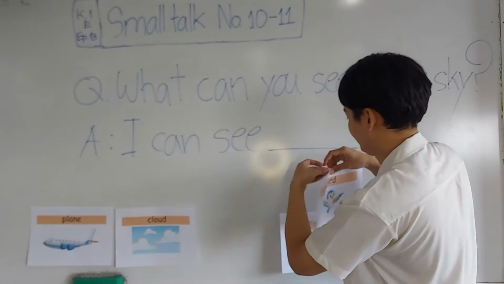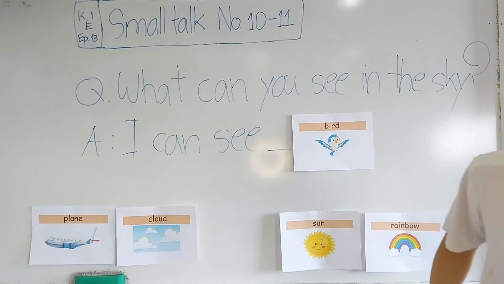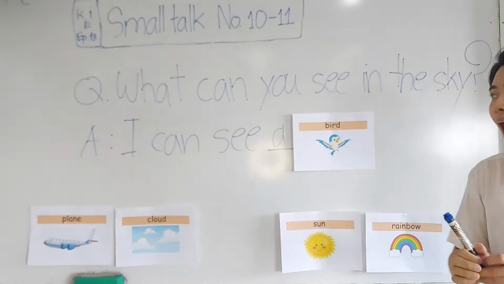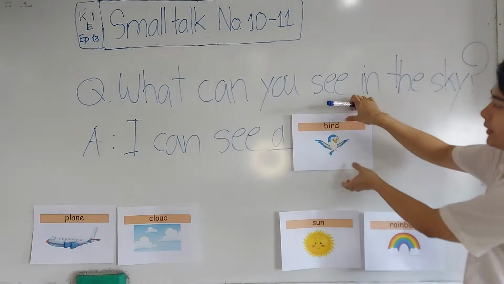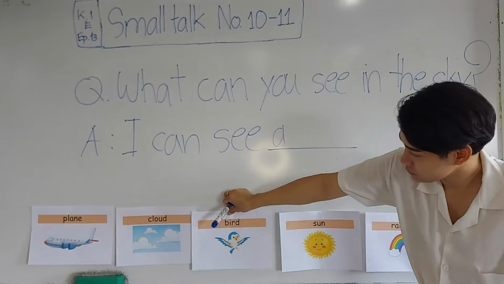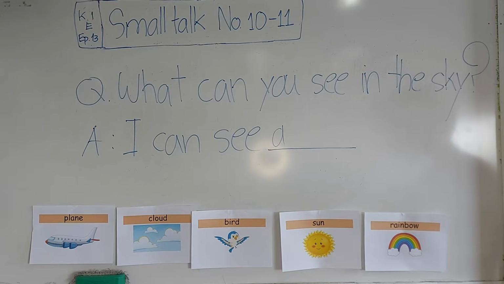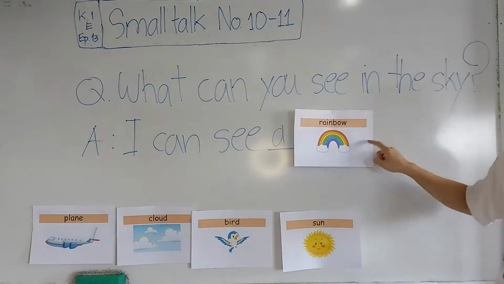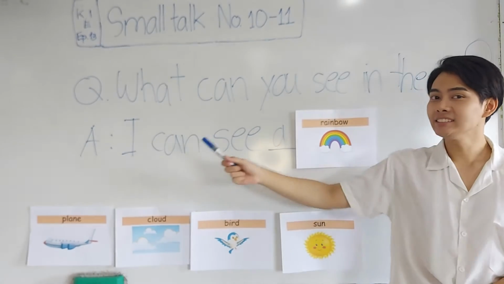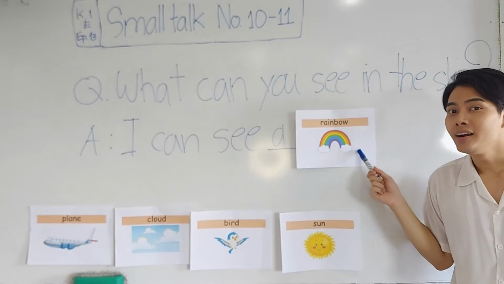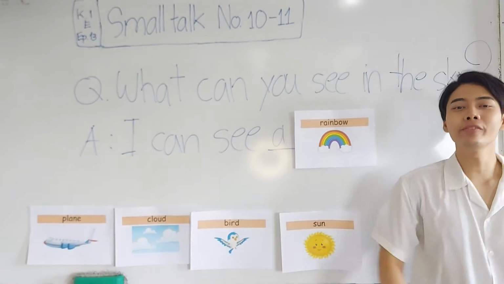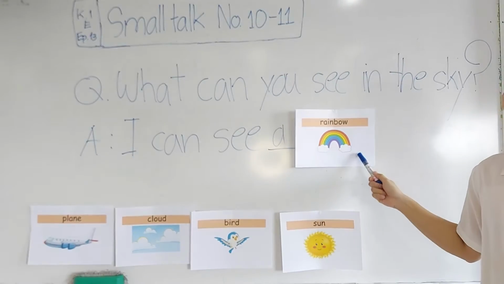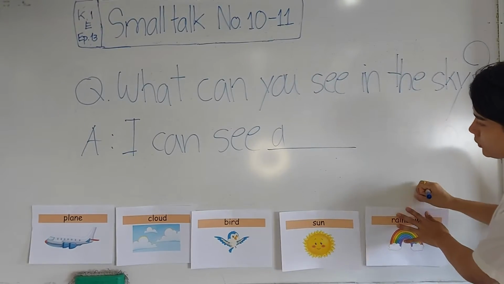I can see a bird. Very good. I can see a bird. Okay. Two. And four. What can you see in the sky? I can see a rainbow. Very good. Rainbow. I can see a rainbow. Okay. This one.